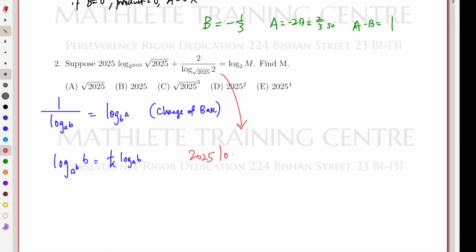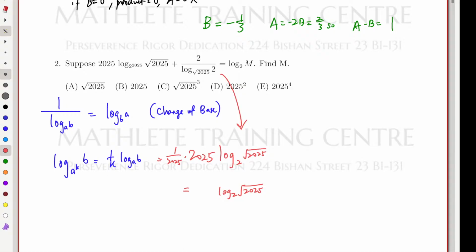We have this log with this thing as a base. I can bring the 2025 out. So we have 1 over 2025 times of this thing. Okay, so that's the first expression. It's just going to be log base 2 of square root 2025. What about the second expression?